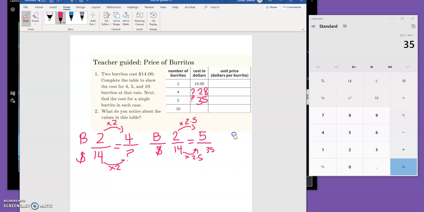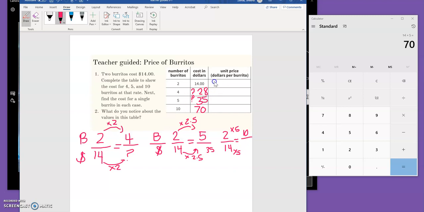And finally, we're going to repeat this process over again for 10 burritos. Again, you could use 4 over 28 or 5 over 35. Or we can stay with the original amount. 2 over 14 is equivalent to 10 over what number? Again, I'm going from 2 to 10, which is done by multiplying by 5. So 14 times 5 is 70.